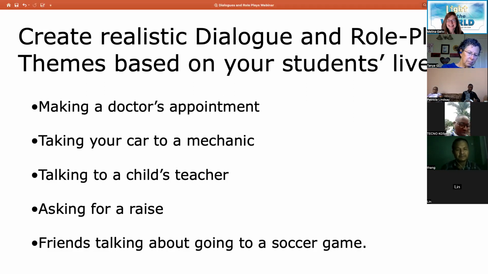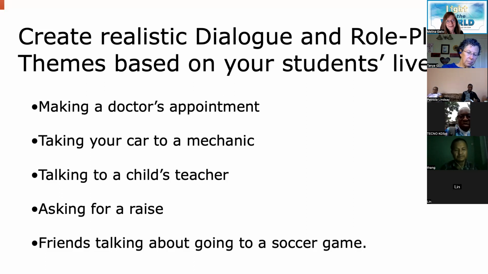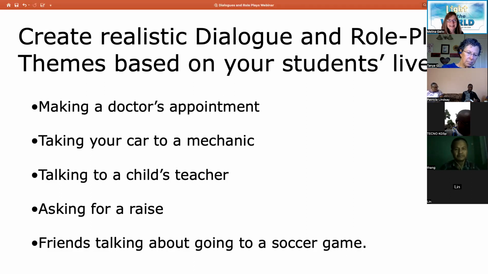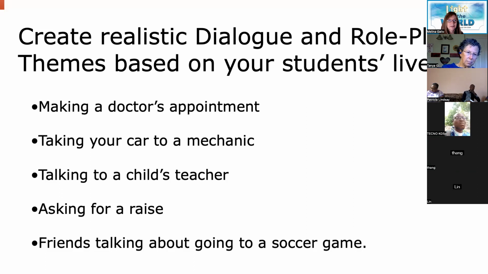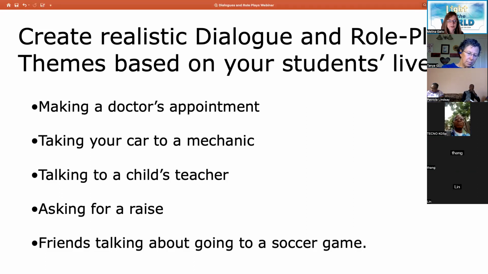Asking for a raise. I've helped many of my students with this, where they had to ask their boss if they could speak to them, and then we would talk about, you know, "I've been working here for 2 years now, and I've been a very good worker. I have very good attendance, and I would like to have a raise." Those are very hard conversations to have, even in your own language. And so practicing and going through those as dialogues is a good way to give them the vocabulary and structures they need.